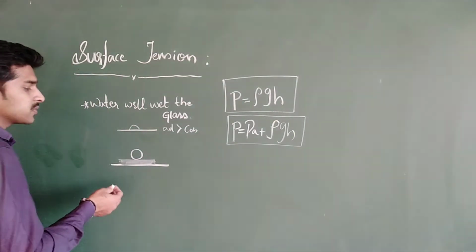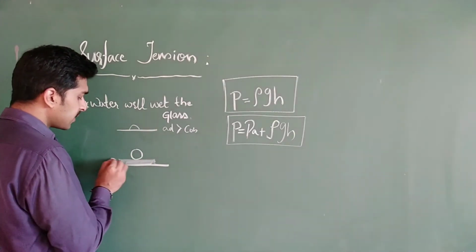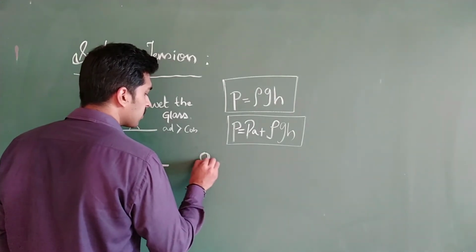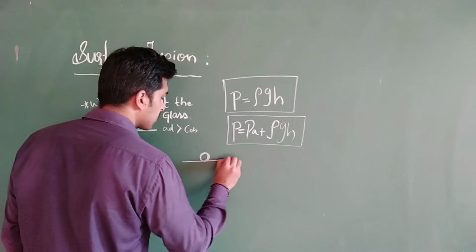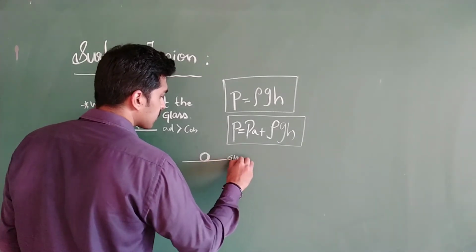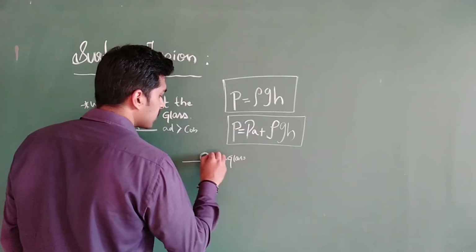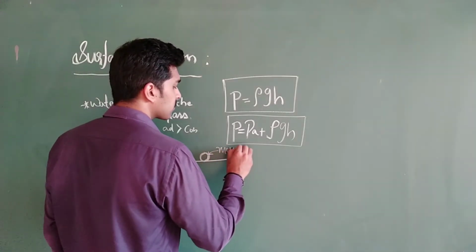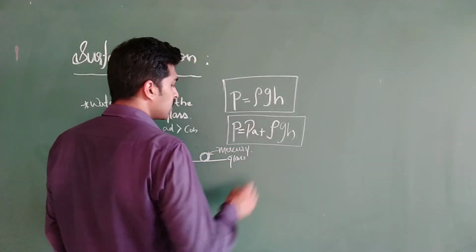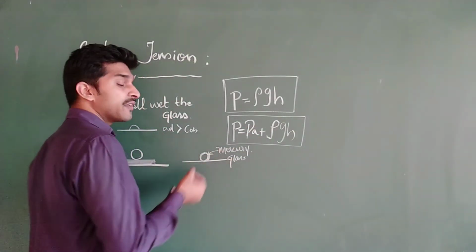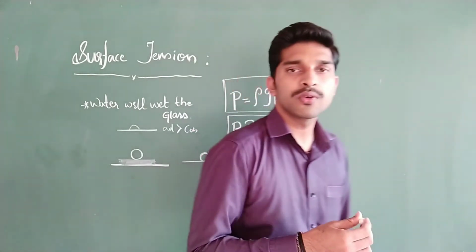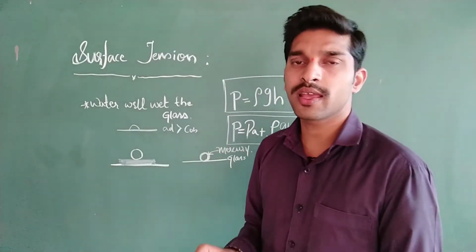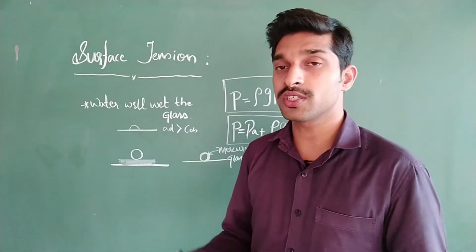For this one, let us suppose this is mercury and this is glass. One more diagram. This is a mercury drop, and this is glass. So mercury doesn't wet the glass. They will give a statement: mercury doesn't wet the glass, explain why. If they give it like that, you should be very cautious.